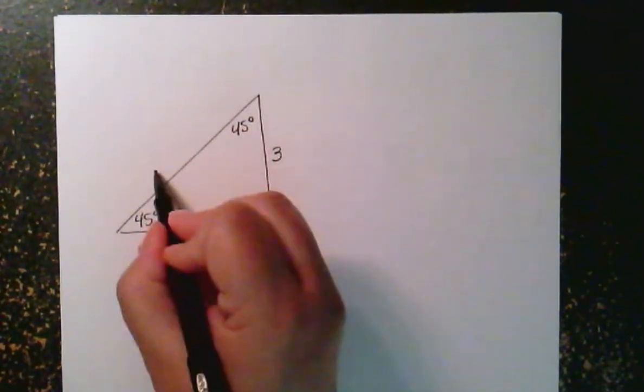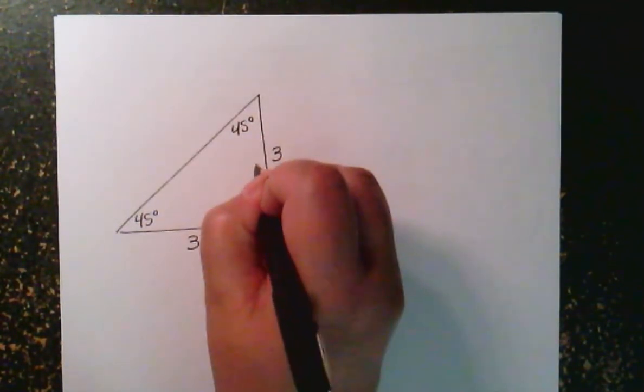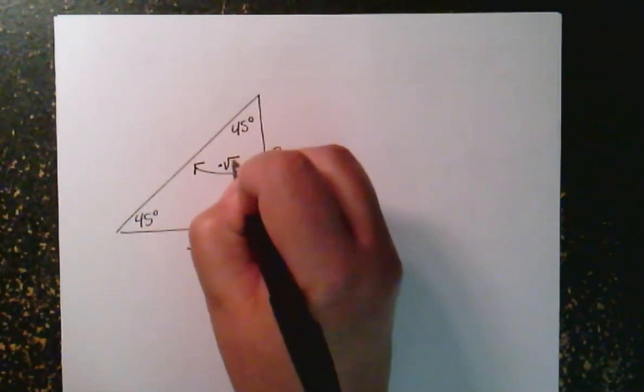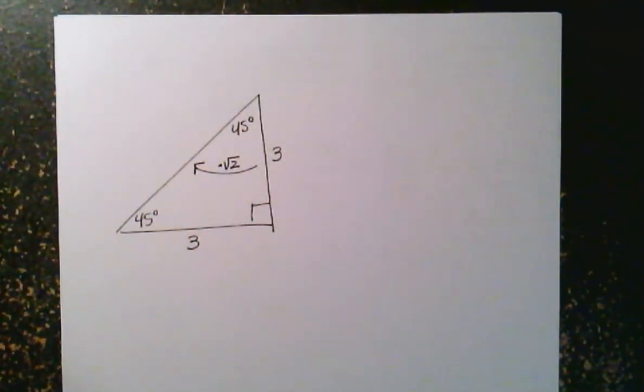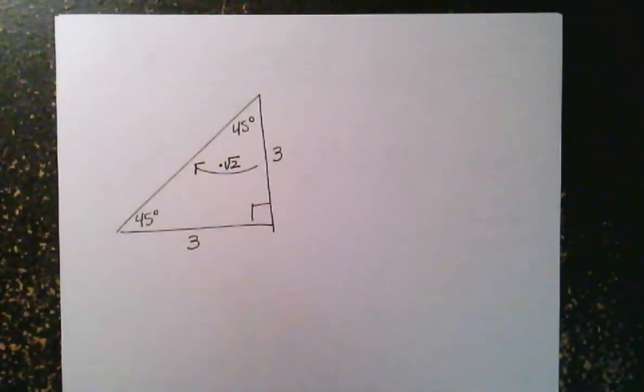But going from the leg to the hypotenuse, in a 45, 45, 90, basically the rule is I multiply times square root of 2. And I'm going to use the dot there. Multiply times square root of 2. Now, not square root of 3. Square root of 3 was what I used for 30, 60, 90s, remember. This is square root of 2.